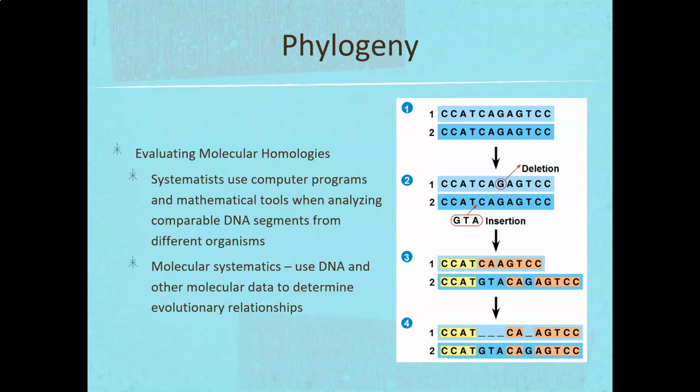We also use all sorts of computer programs and mathematical tools. We'll play around with some of this later in the year, but we're looking at molecular systematics, using DNA and other molecular data to determine evolutionary relationships. So the more of that DNA sequence or protein sequence that is identical in different organisms' genomes at a similar location for a similar trait, the more confident we are that they are closely related, at least with respect to that particular characteristic, as opposed to seeing large numbers of differences. The more different they are for that particular characteristic, the more likely they diverged further back in evolutionary history as a result of that.